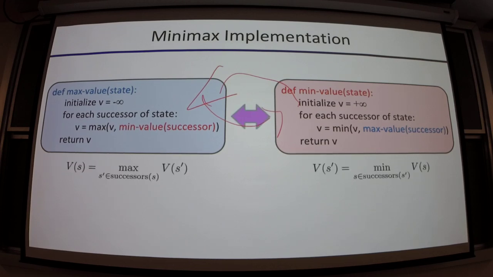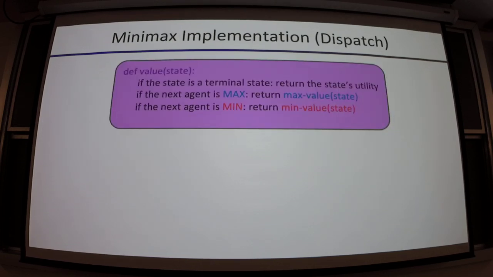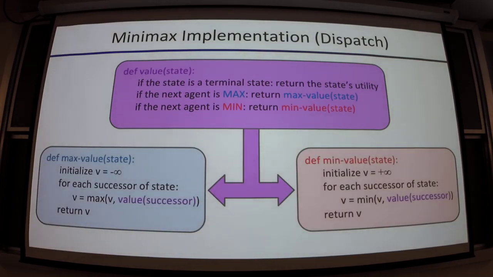In one, you're computing the max of the successors, and the next step is computing the min of the successors, each time passing these values back up. Another way to do this that does have base cases would be to have some dispatch function. Each one calls this on its successors, and it chooses which of these recursive functions to call based on which state, or which layer of the tree, you're talking about.